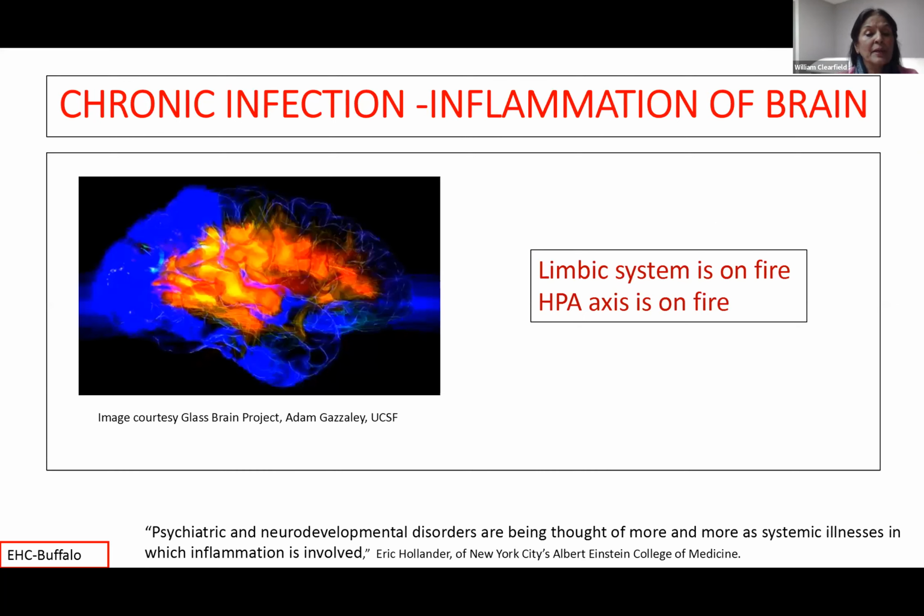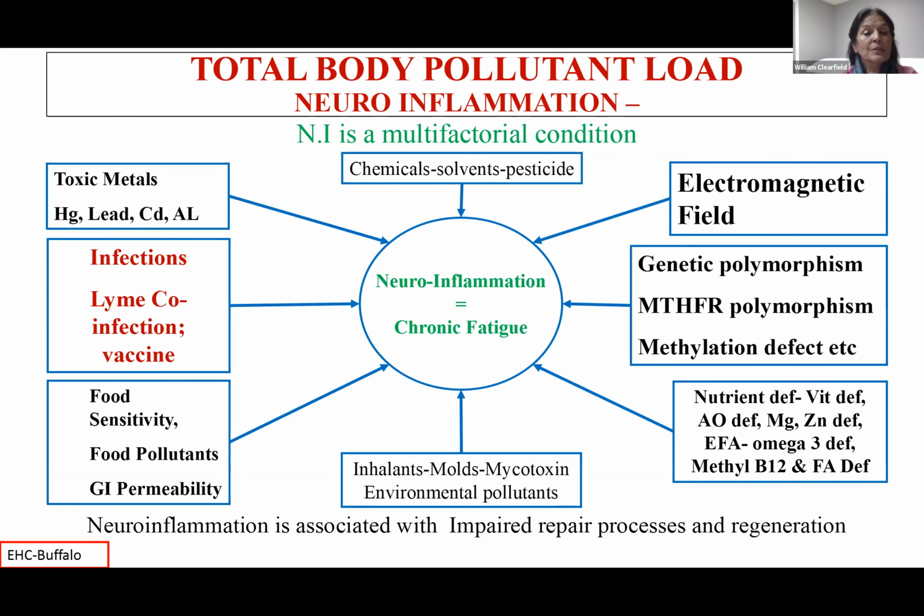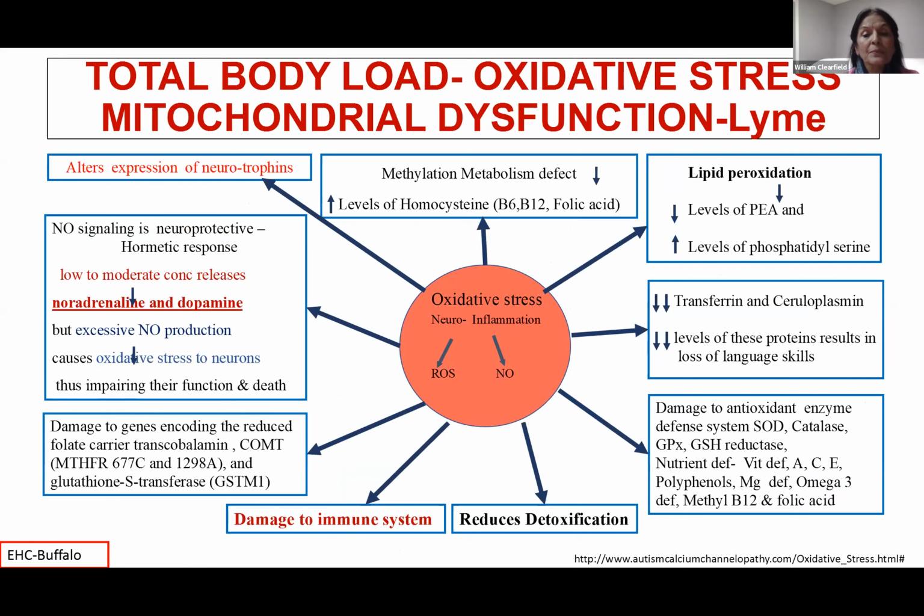Here you see the burning fire, which is the fire in the limbic system and hypothalamus-pituitary axis. This slide is for you to print and use in your practice, for what you do when you see a chronic fatigue neuroinflammation patient and what the etiology is. And this slide is again for you to print and see how you can intervene in mitochondrial dysfunction and oxidative stress in excess total body load.